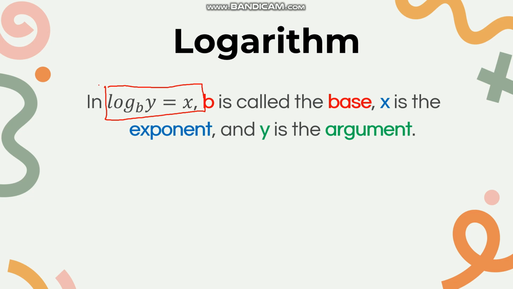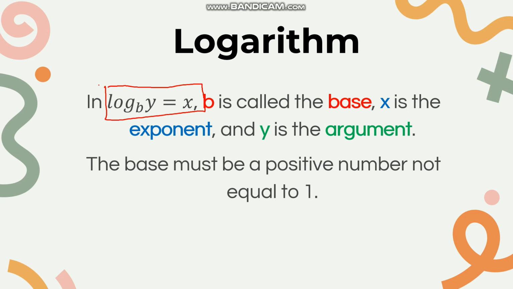Now, there are certain parts of a logarithm. We have b, which is called the base. We have x, which is the exponent, and y, which is the argument. If you notice, the parts of a logarithm are the same as the parts of exponential functions, because logarithms and exponential functions are related to one another. So they just have the same components. The only difference is the way we write them.